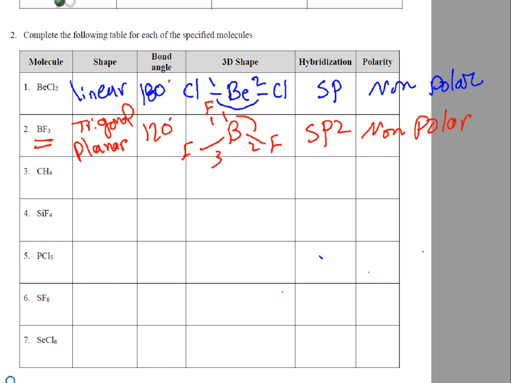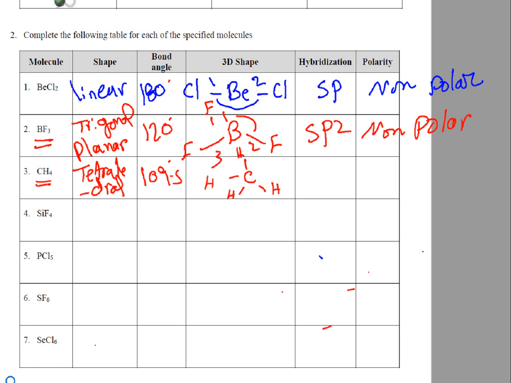Why will they be cancelled? Very simply because there are no lone pairs of electrons. CH4 is tetrahedral, you know it well. The bond angle is 109.5. Here the central atom is surrounded with 4 other atoms.